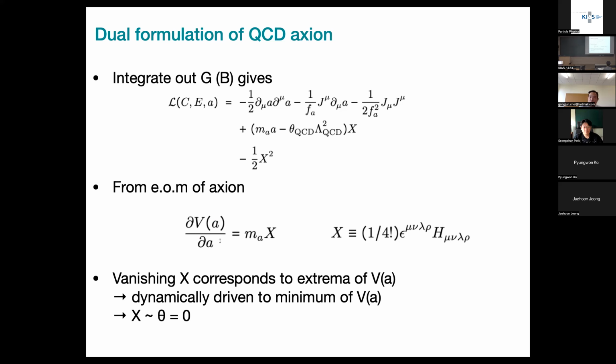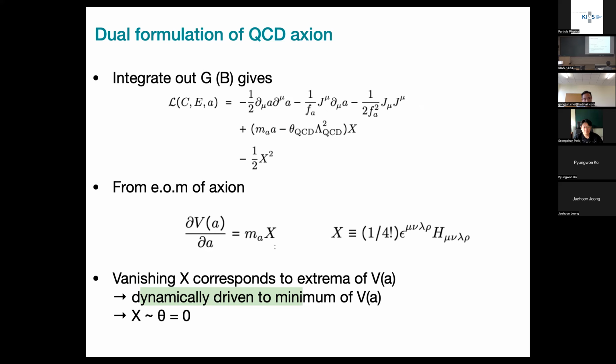Now, what does it mean? We know that this is a pseudoscalar, so it will go through its cosmological dynamics, and then it will eventually be dynamically driven to the minimum of the potential. So now let's say it is sitting in its minimum of potential. What does it mean? When that happens, the derivative becomes zero.